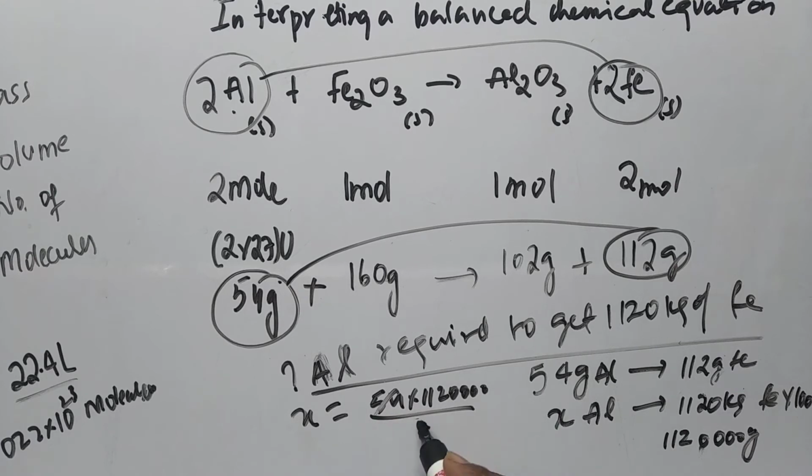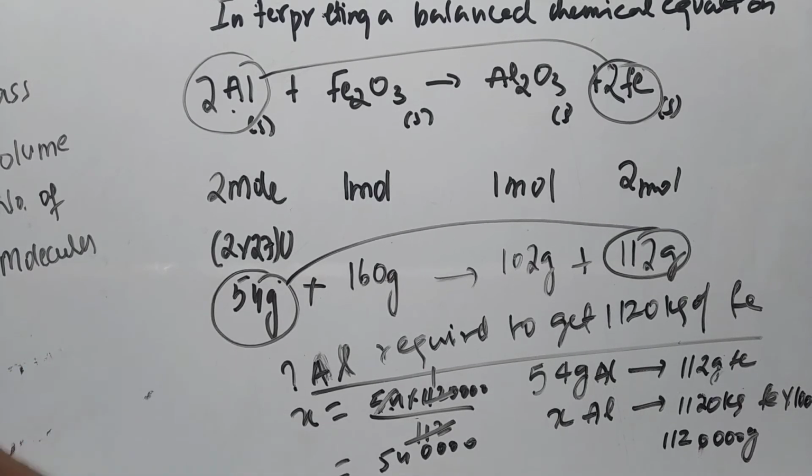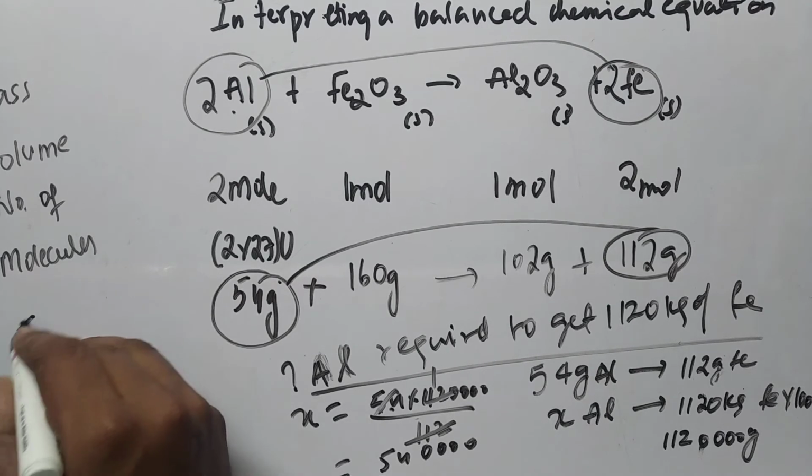Here we'll have 112. So 112 into 112 get cancelled. We'll get 54 into 10,000. So 54 into 10,000 is 54, next we'll have 4 zeros. If you want to convert them into grams, we can also convert them into grams, right? So we got the values.